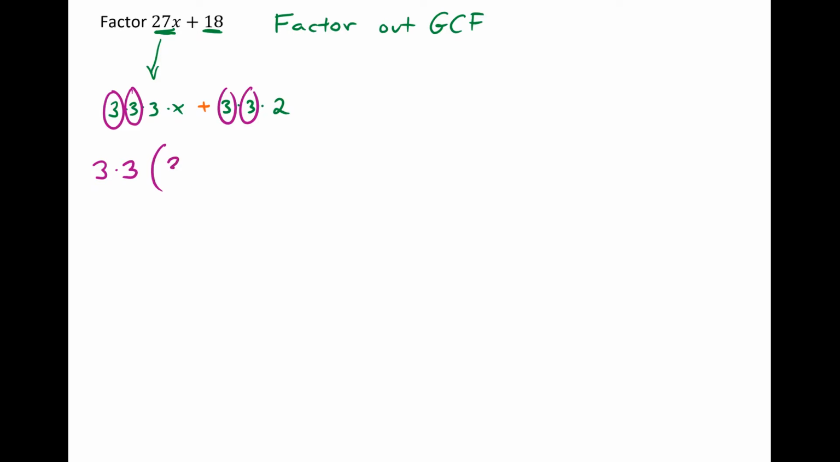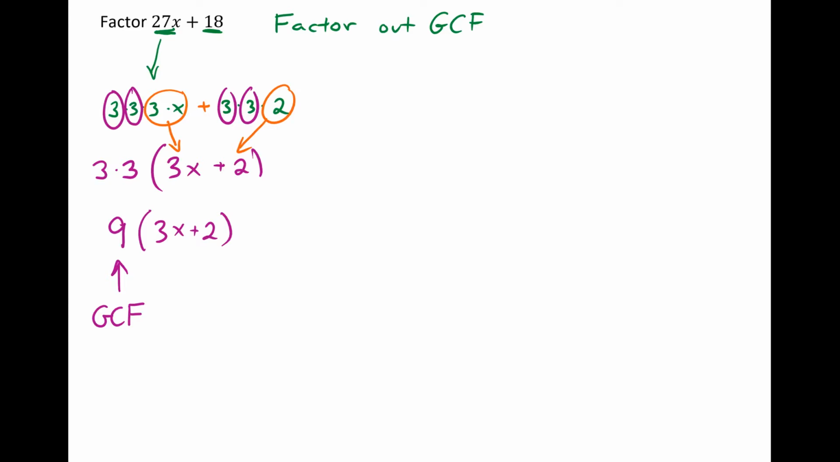And if I take that out, what am I left with? 3x, and then a plus 2 is left over. See, I've got this 3x left over, and this 2. And then simplify that. 3 times 3 is 9, times 3x plus 2. So I have factored 27x plus 18 by factoring out the greatest common factor of 9. That's my GCF right there, 9. Greatest common factor between the two terms of 27x and 18.